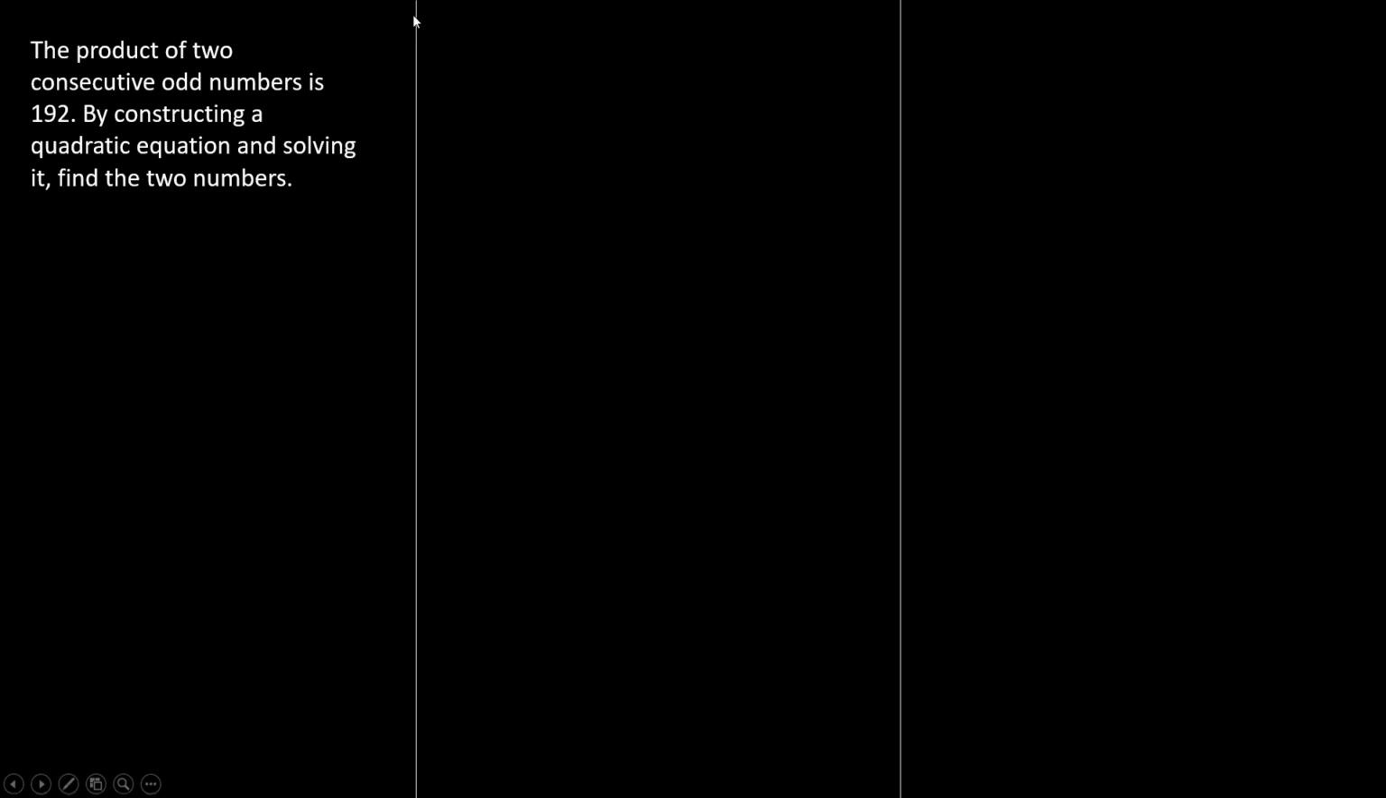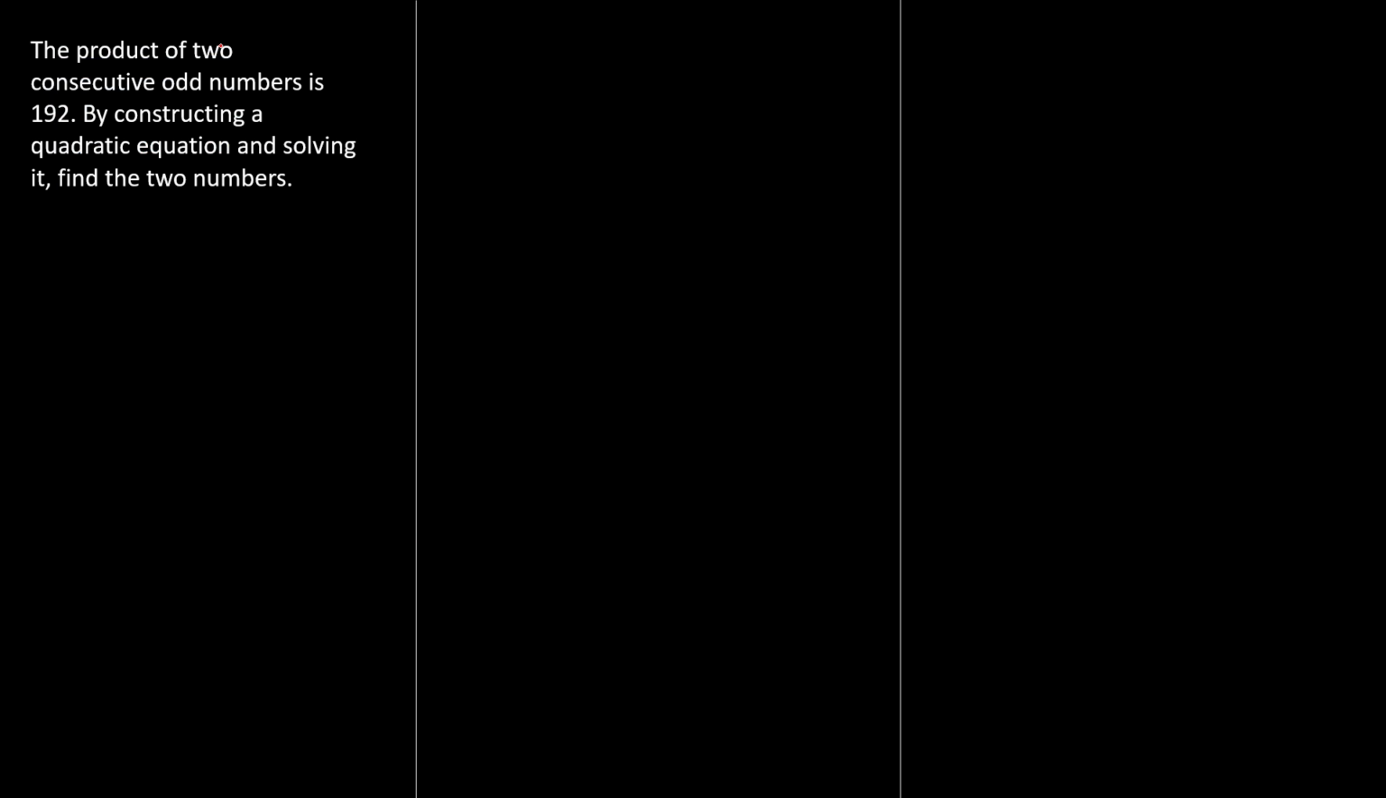Problem of the day. Today's problem of the day is very, very interesting, so let's get into it. The problem of the day states that the product of two consecutive odd numbers is 192. So by constructing a quadratic equation and solving it, we are supposed to find these two numbers. Seriously, this is a Core Maths WASSCE question. I don't know the particular year, but it's actually a WASSCE-based question, if not a WASSCE question.